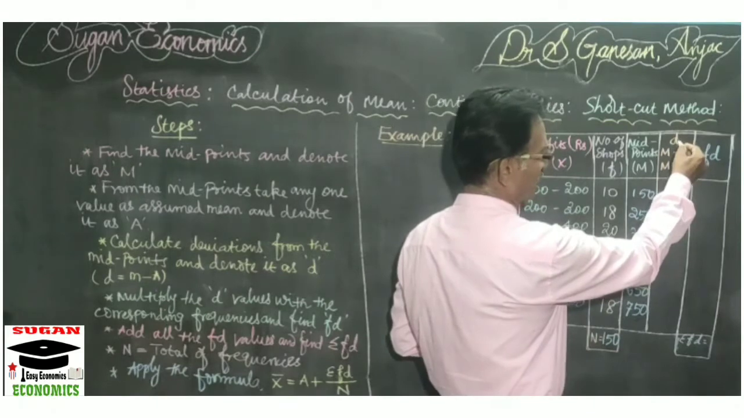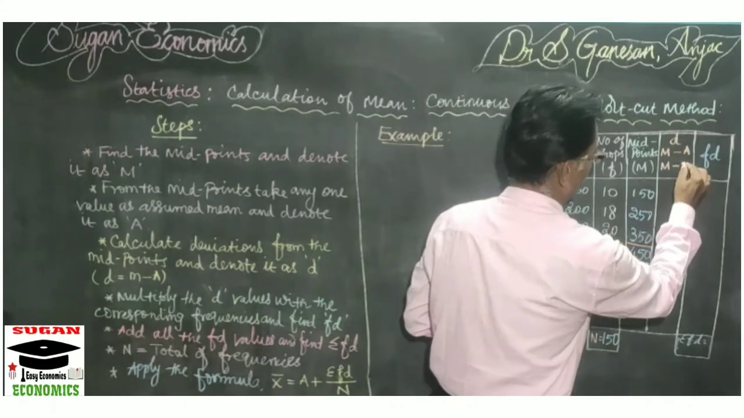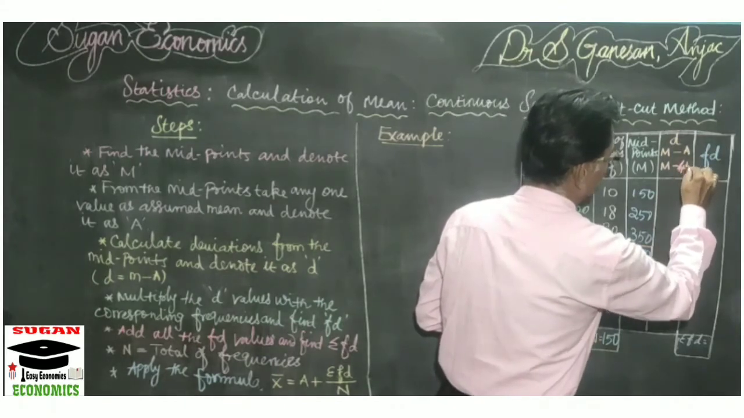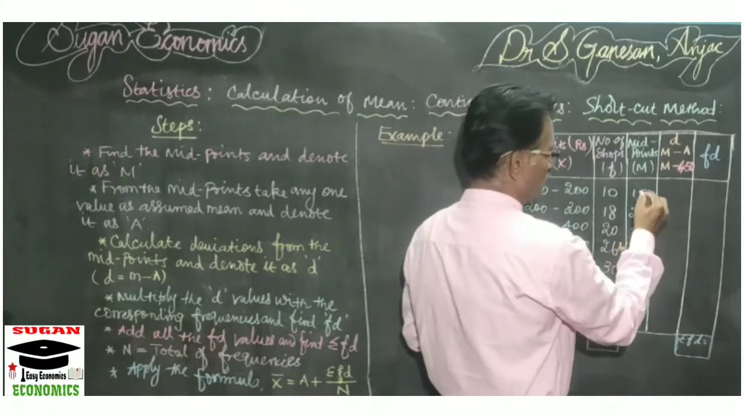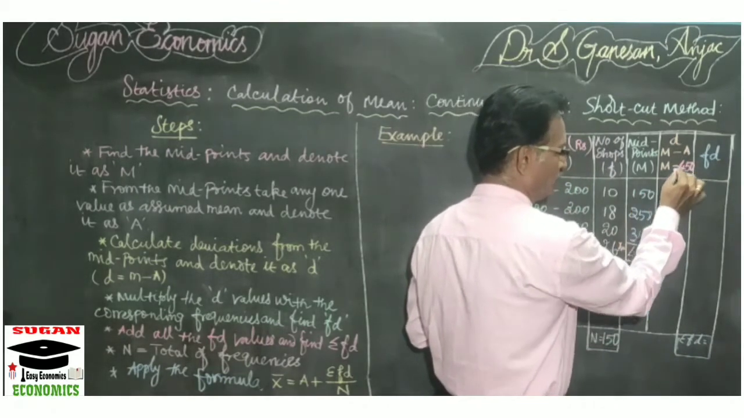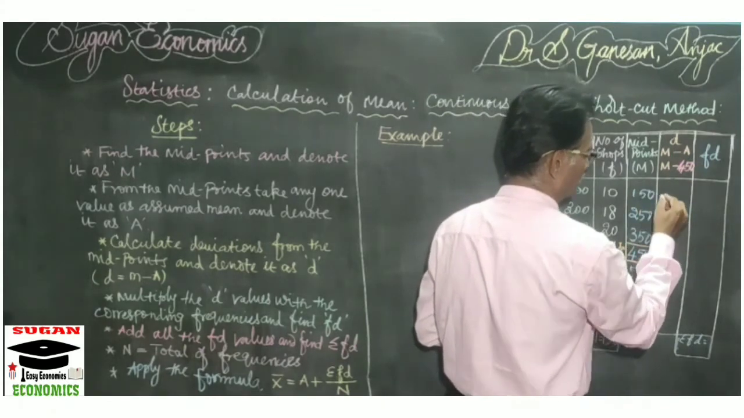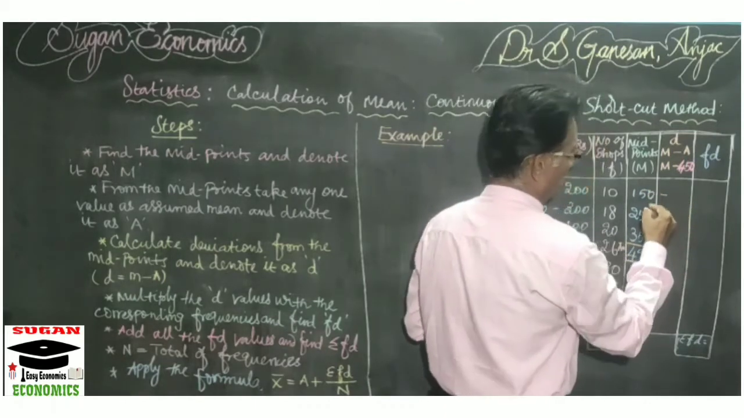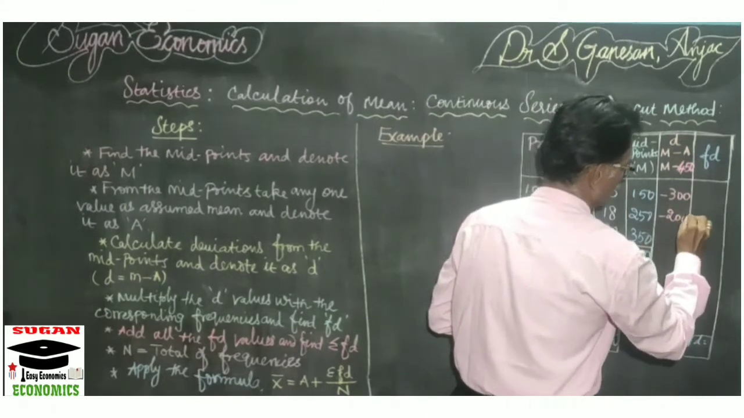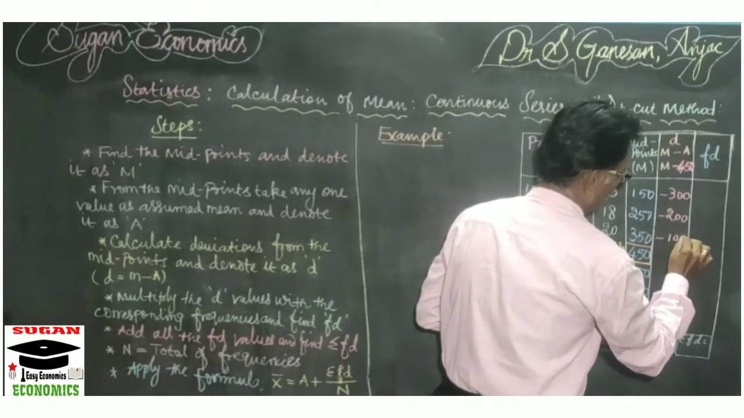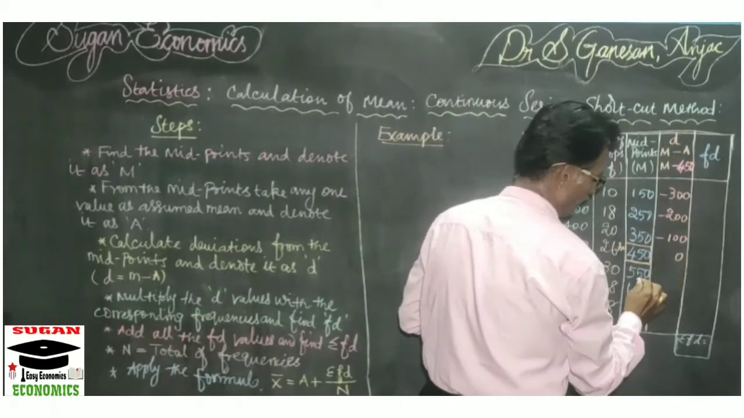So now we have to find the D value. D is nothing but M minus A, so M minus 450. The first midpoint value is 150, so 150 minus 450 is equal to minus 300. Then minus 200, then minus 100. Here 450 minus 450 is 0. Here 550 minus 450 is 100.